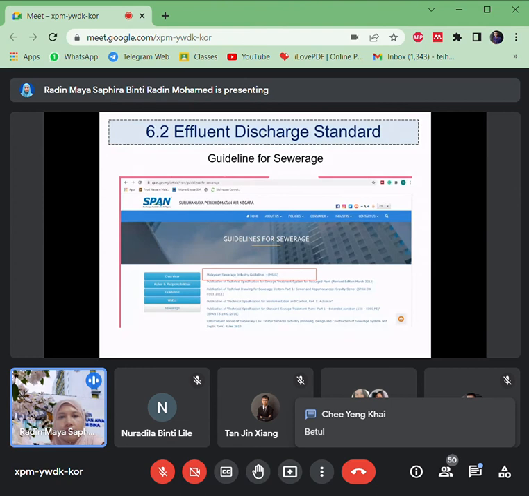Okay, this is the guideline for sewerage. You can see from the SPAN website, because Suruhanjaya Perkhidmatan Air Negara is the one who manage our sewerage and also our water treatment. So they have lots of the guideline in here, right? In terms of technical specification, if you want to design new loji kumbahan, okay, STP, the new STP for the new residential area, you need to get the license from the SPAN.